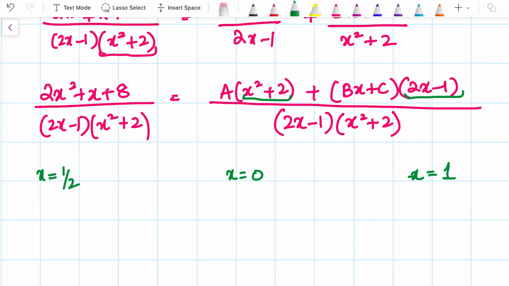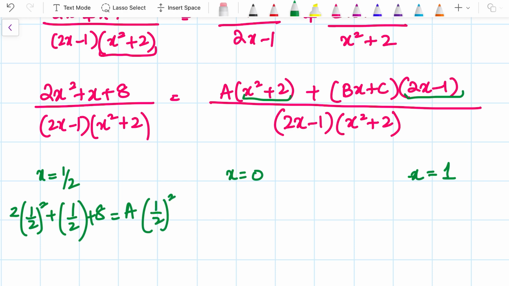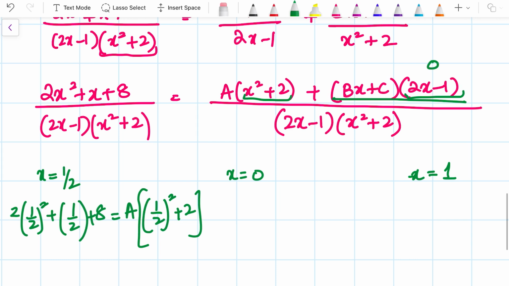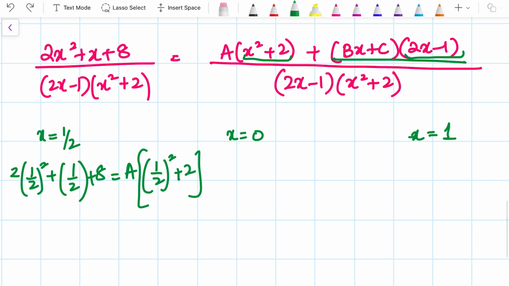Let's input a half. So 2 into half squared plus half plus 8 equals A into half squared plus 2. And this thing entirely cancels out because this becomes a 0. Now let's do the calculation. 2 divided by 4 plus 0.5 plus 8, it's a 9. 0.25 plus 2 equals 9A upon 4. This cancels out, so the value of A becomes 4.